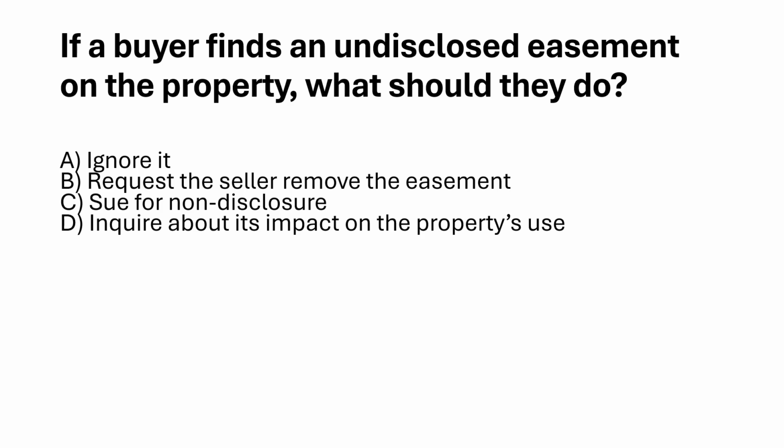But if I had to pick what I would think would be the best answer, I would say D. Inquire about its impact on the property's use. Because just because there's an easement on the property, does that necessarily mean that's a bad thing? No, not really. That easement might be there for you to be able to access the property. I say for you, for the person that owns the property, because without that easement, they may not have any other legal access to the property. So I would inquire about its impact for sure. I think that's what I would have to go with first. Let's see what they say.